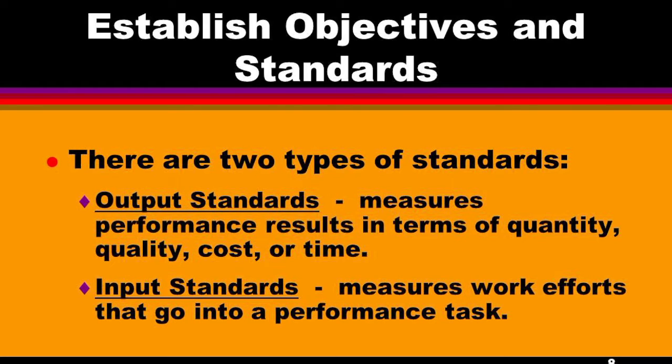There are two types of standards. One is the output standard, another is the input standard. Output standard measures the performance result in terms of quantity, quality, cost, or time. Output standards measure the performance results in terms of quantity. 800 is a quantity. Quality will be tested.